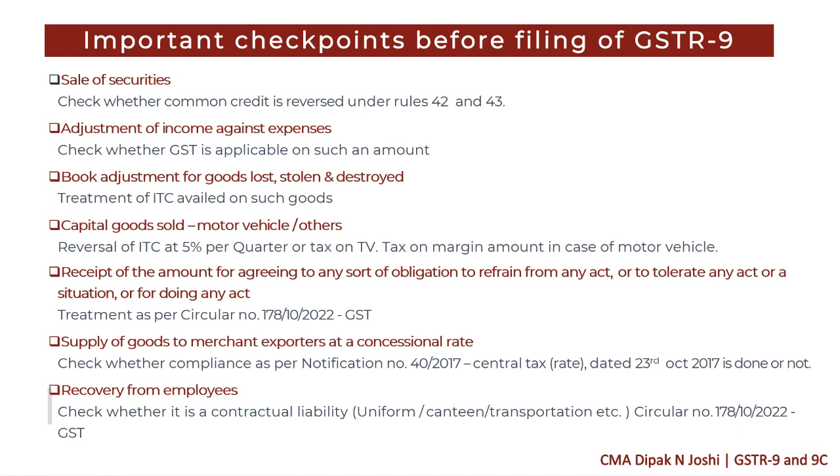So this is a very important prerequisite. Then, book adjustment for goods lost, stolen and destroyed. Section 17(5)(h) requires a registered person to reverse input tax credit in case of goods lost, stolen, destroyed or written off. So we should check whether there is any inventory adjustment in the books of account, whether any inventory is written off, or any such kind of adjustment is made in the books of account, and if so, whether proportionate ITC on such goods is reversed or not. That we should ensure before filing GSTR 3B.